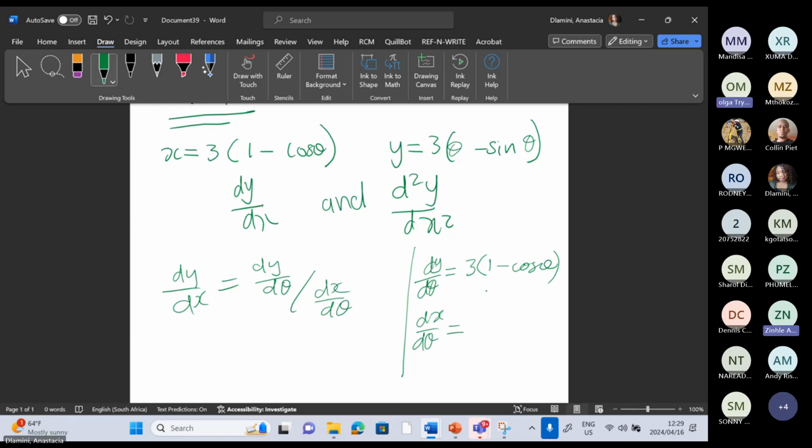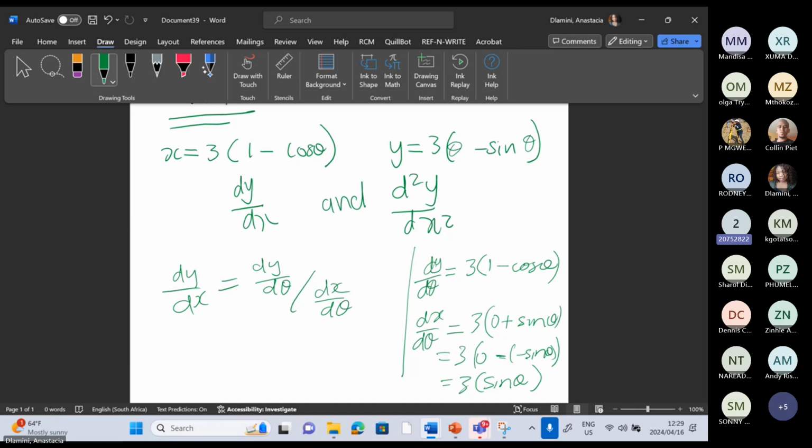Is 3 into derivative of 1 which is 0, plus the derivative of cos theta is plus sine theta. Thank you very much. Now, there's something you need to notice here. It's 3, 0 minus the derivative of cos theta is negative sine theta. If you didn't notice, this negative times negative is plus. So this is sine theta. Thank you very much.